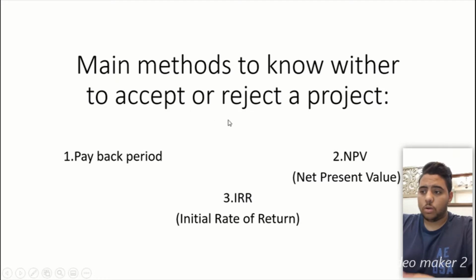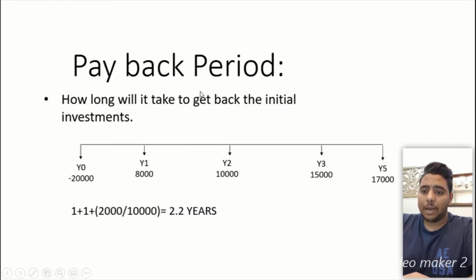The main methods used for an organization to accept or reject a project are the payback period, the internal rate of return, and the NPV, which is the net present value. Let's start with the payback period.